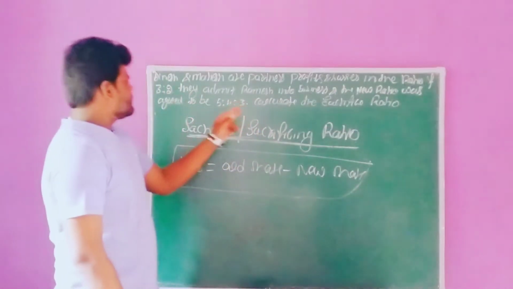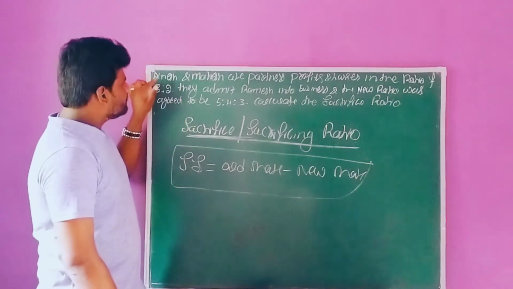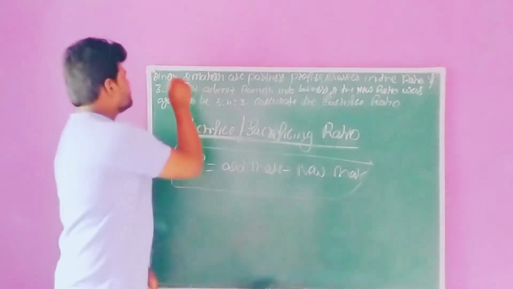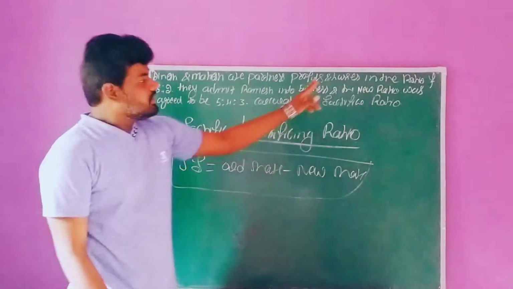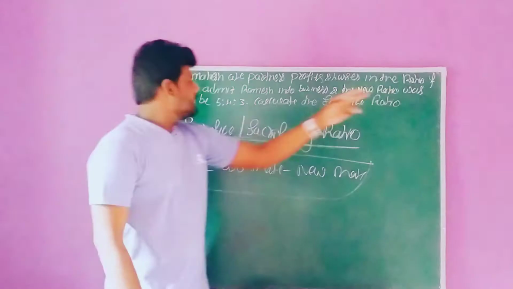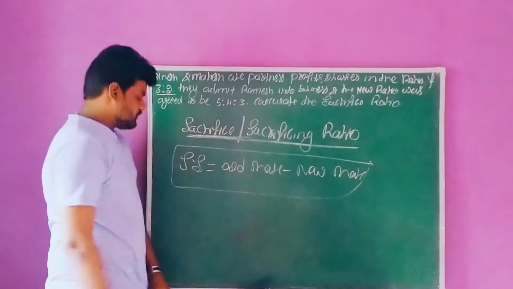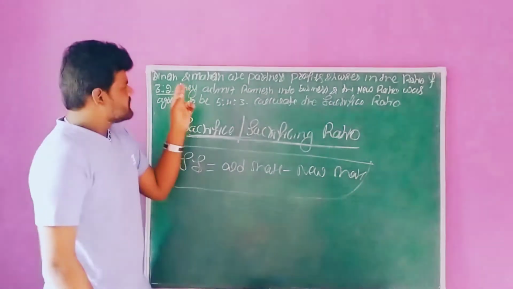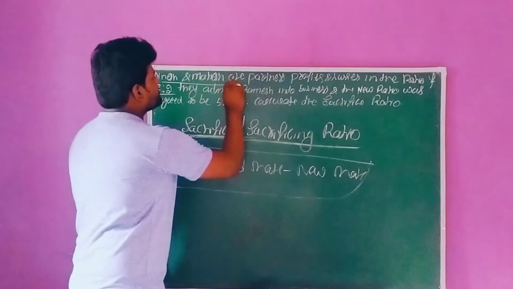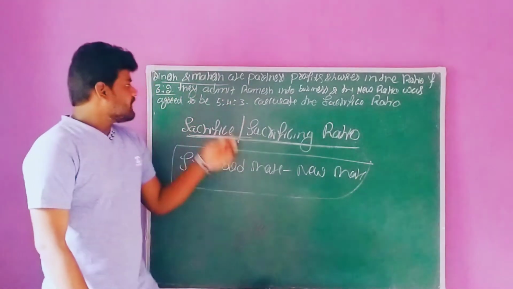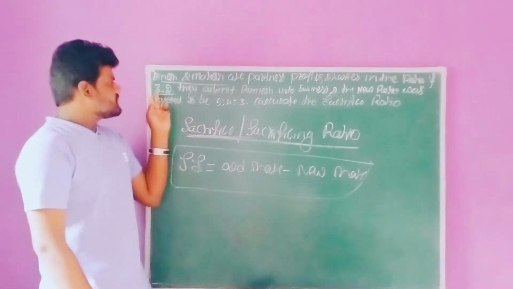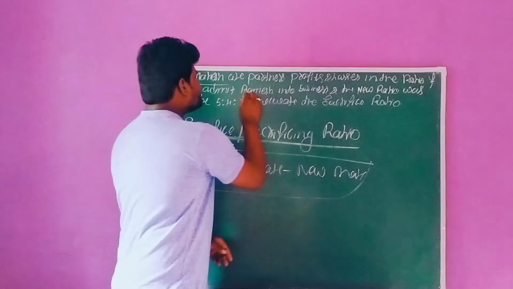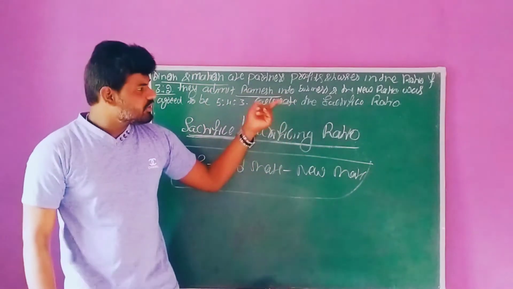All of you observe the question. Dinesh and Mahesh are partners sharing profits and losses in the ratio of 3:2. This is the old profit sharing ratio. When there are only two partners in the business organization, they share the entire profits in the proportion of 3:2. They admit Ramesh into the business. So here Ramesh is a new partner.